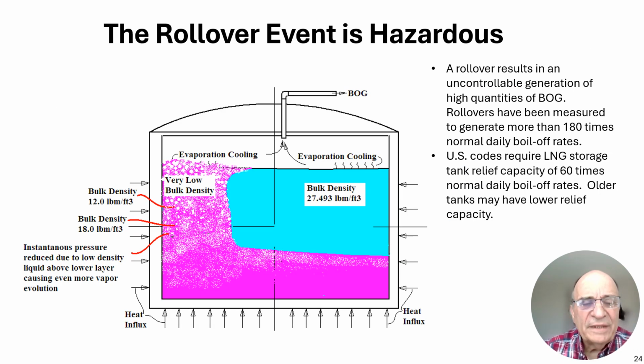Once a rollover begins, it is self-perpetuating. It actually accelerates itself. And that is because as the liquid rises, this warm liquid rises to the surface, it sees less and less pressure. As it sees less and less pressure, bubbles start to form within the LNG, and the bulk density drops significantly, causing it to rise even quicker to the surface. And that's where you get this high boil off taking place.